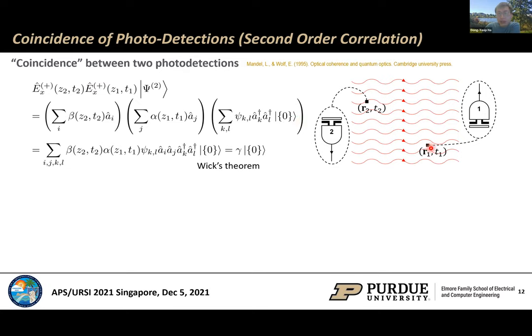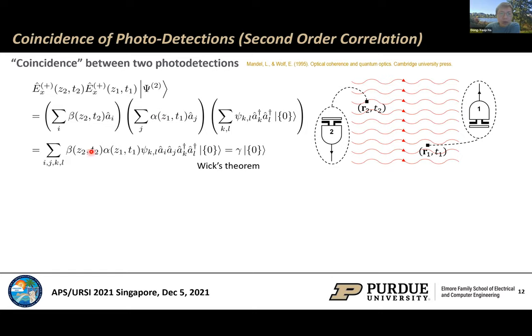And also we can calculate the coincidence between two photo detections. Suppose that we're trying to detect photons at these locations with different times. It can be modeled by twice the action of the electric field operator on the quantum state. In this case, I assume that there are two photons, so you have a double summation and twice the action of the creation operator on the vacuum state with probability amplitude, and alpha and beta incorporate the eigenmode information at different locations and times.